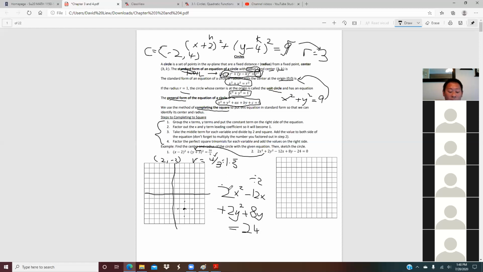So this 2 will become 1. This 12 will become 6. So I can erase this. This is no longer, because when you divide by 2, that becomes 1. This 12 will become 6. This 2 is no longer. This 8 will become 4, because when you divide by 2, it becomes 4. And then this 24 will become 12.